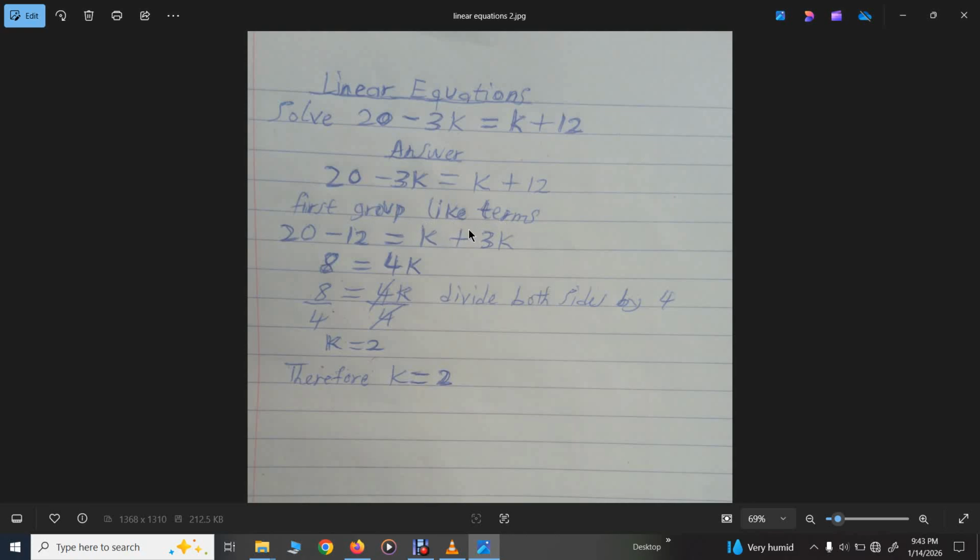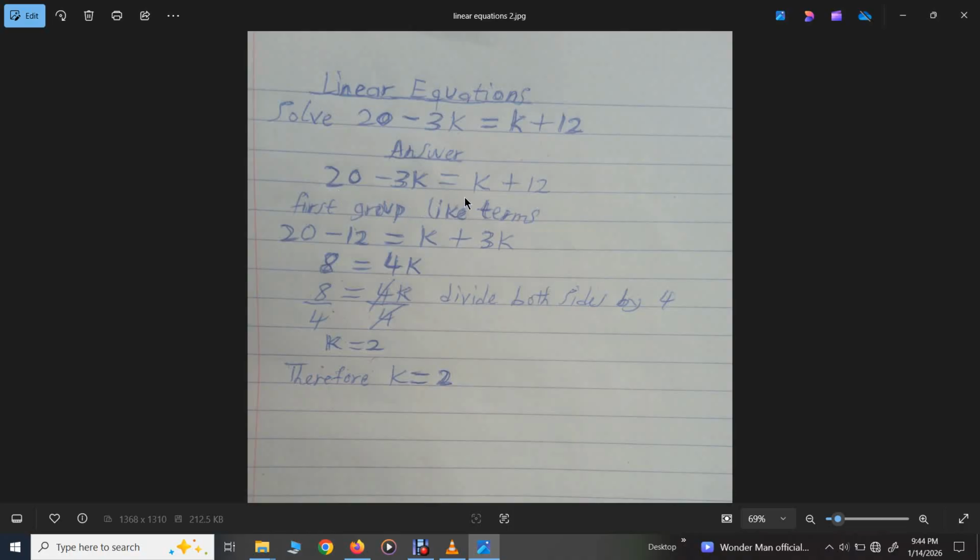You group the algebraic terms at one side and you group the constant terms at the other side. So with this one, we are going to group the algebraic terms at the right hand side of the equal sign, and then we are going to group the constant terms at the left side of the equal sign.